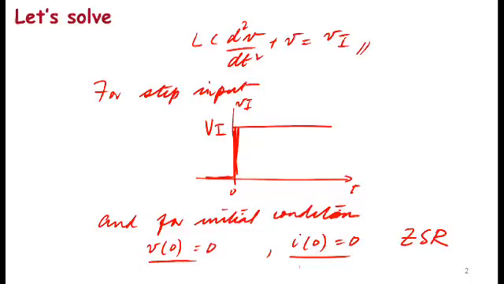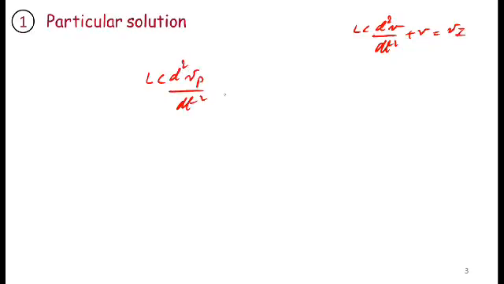Again, 3 steps: particular, homogeneous, and then you sum the 2 and find the remaining unknowns. The first step to solve my differential equation is to find the particular solution. Recall the differential equation was LC d squared v by dt squared plus v equals vi. So a particular solution is any solution to the following equation. I take LC d squared vp by dt squared, where vp is my particular solution, plus vp is equal to vi, where vi is my input.